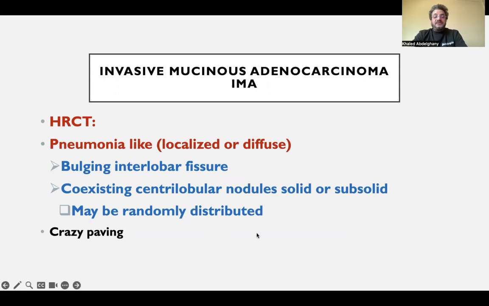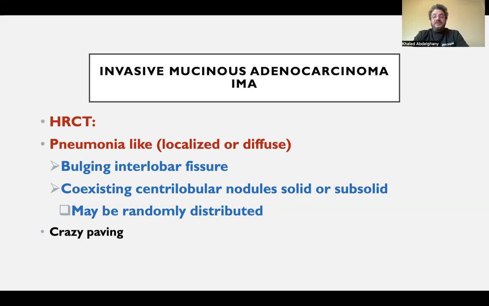Although these features are in favor of the diagnosis of invasive mucinous adenocarcinoma, the patient will be managed as infectious pneumonia by the clinician. And in clinical practice, invasive mucinous adenocarcinoma is considered when the management of the infectious pneumonia failed. In other words, in unresolving pneumonia.